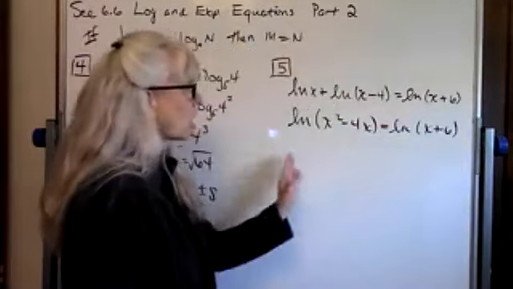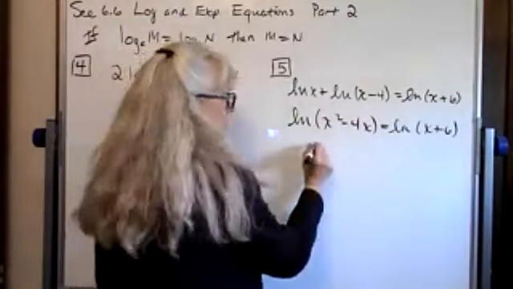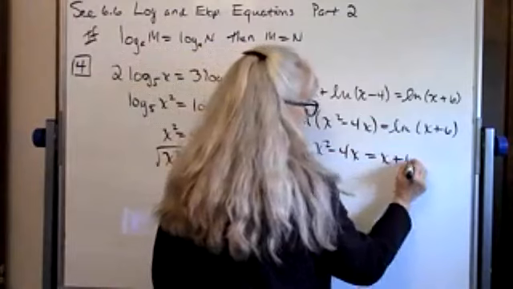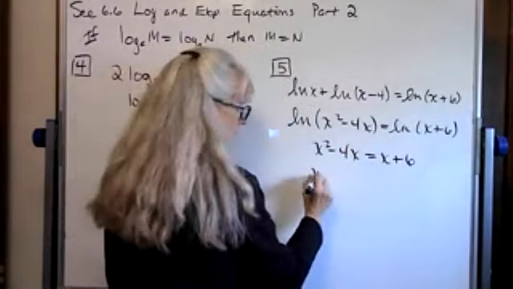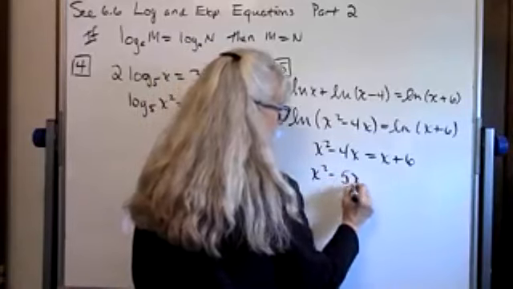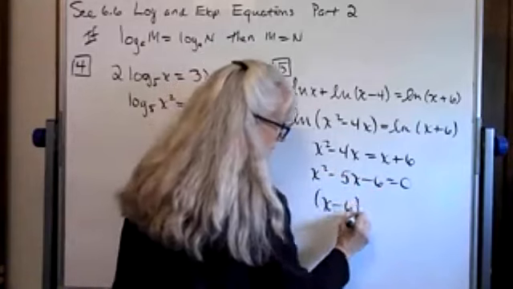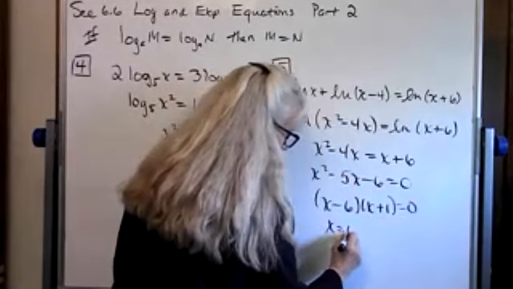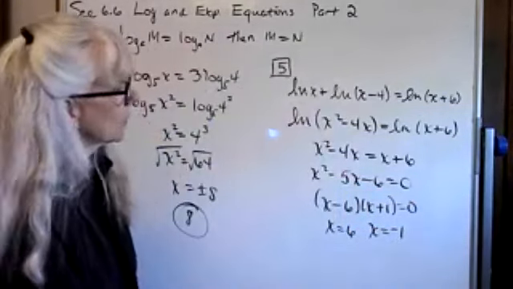And now that I have log equal to log, I'm going to come in and set the arguments equal to each other. So that would be x squared minus 4x is going to be equal to x plus 6. It's quadratic again, so we're going to move everything to the same side. x squared minus 5x minus 6 is equal to 0, and factor. So x minus 6 and x plus 1. So x equals 6 and x equals negative 1. Okay, now we've got to check them.